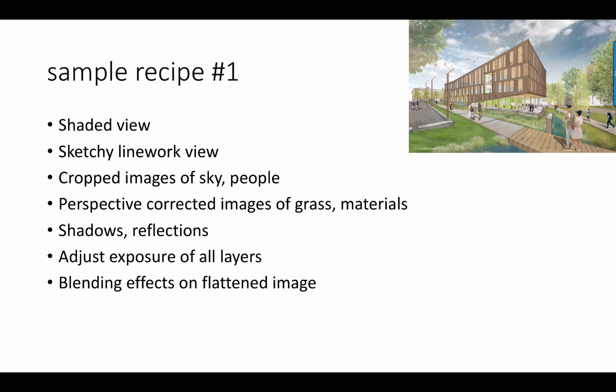First of all, in this recipe, they basically have taken a shaded view, probably overlaid that with a sketchy line work view, and cut and pasted in cropped images of sky and people. They also have used what look like photorealistic, perspectively corrected images of grass and other materials. So materials get smaller as they get farther away, right? The trees get smaller, the grass, even the stone on the building.